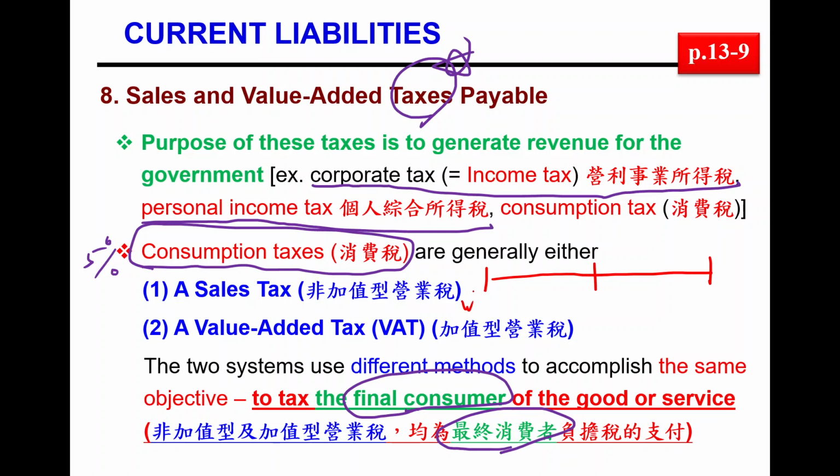Usually, like what? We have a wholesaler, right? Who will the wholesaler sell the product to? The retailer, right? Then who will the retailer sell the product to? The consumer, right?